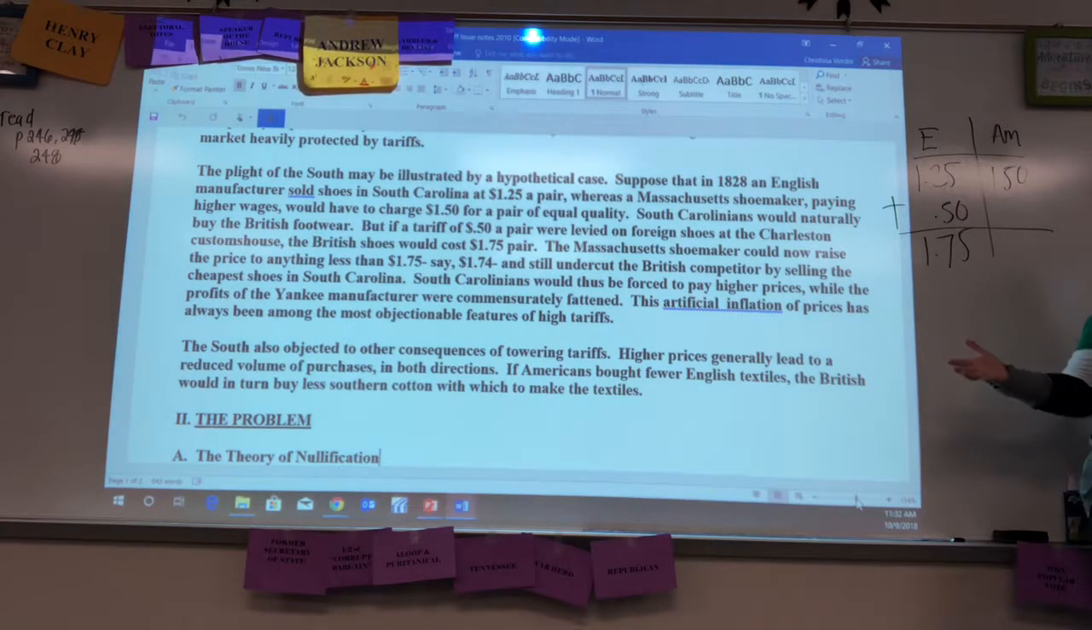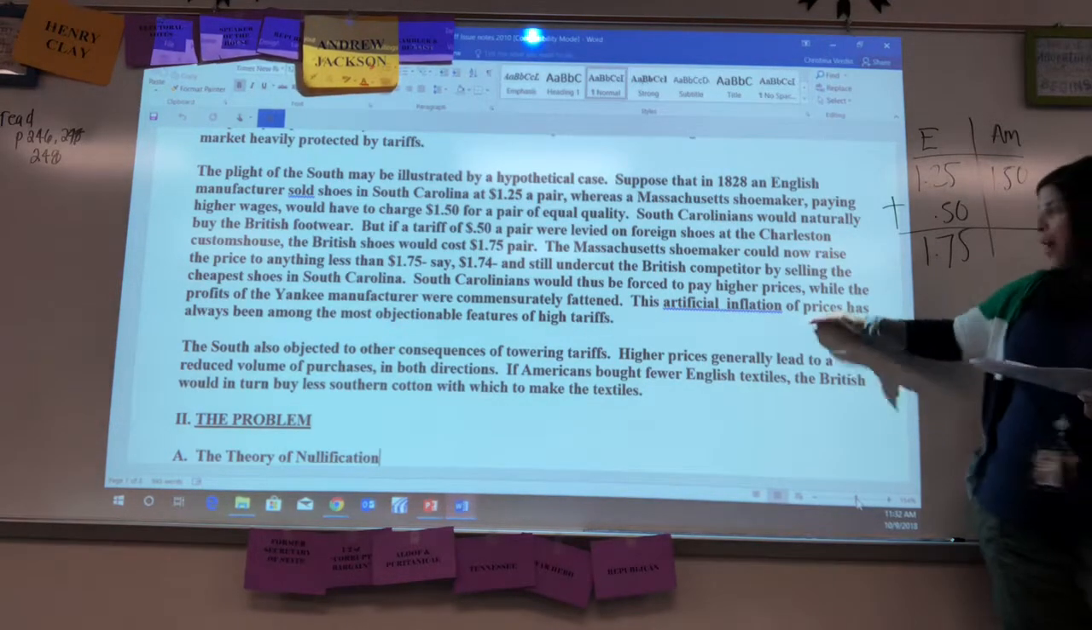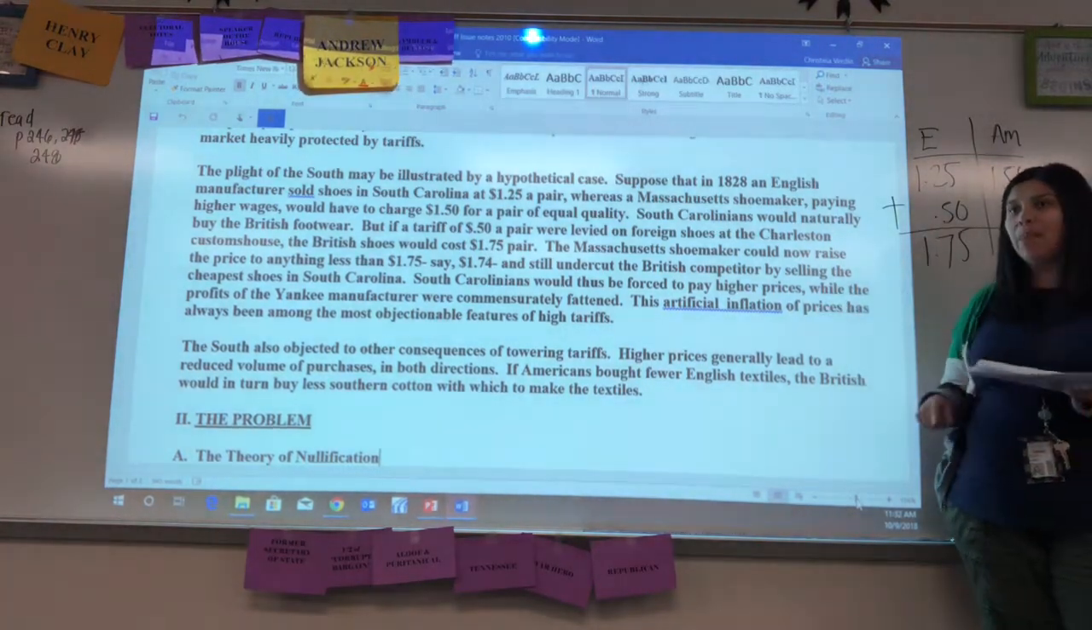So who loves the tariff? The North. Who hates the tariff? The South. So why do they oppose the tariffs? Prices go up. They have to pay more.